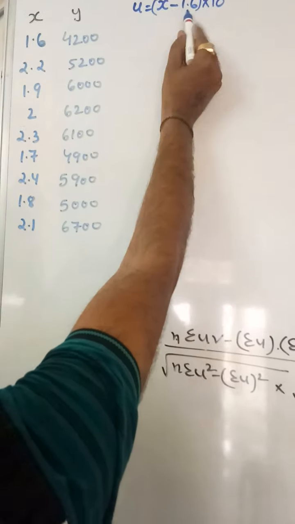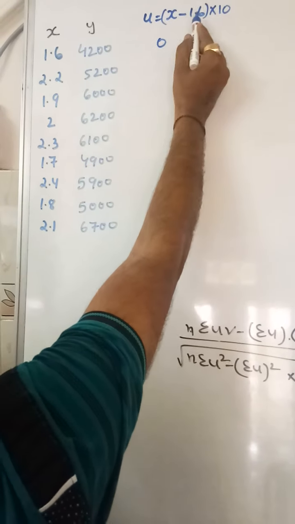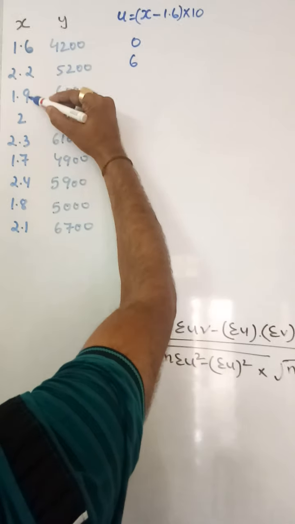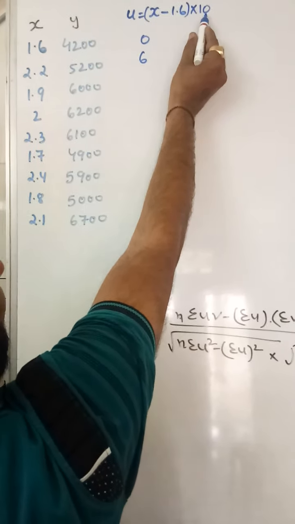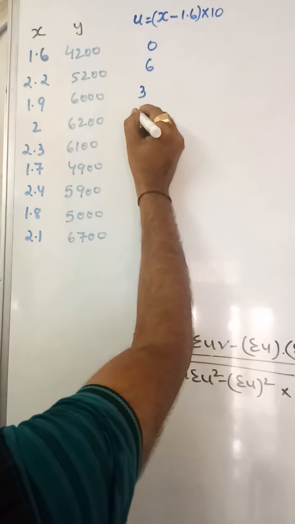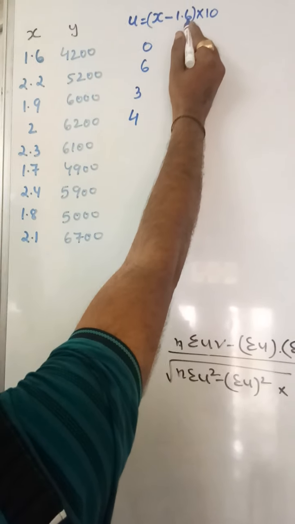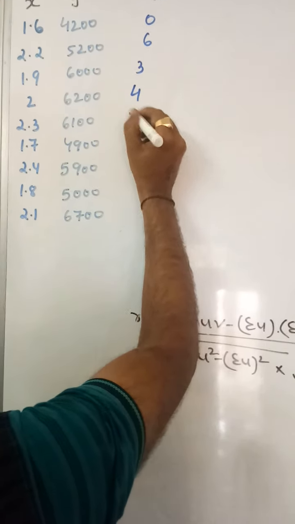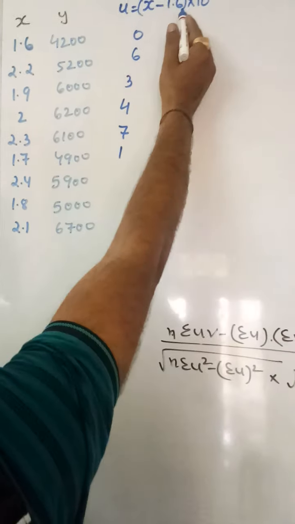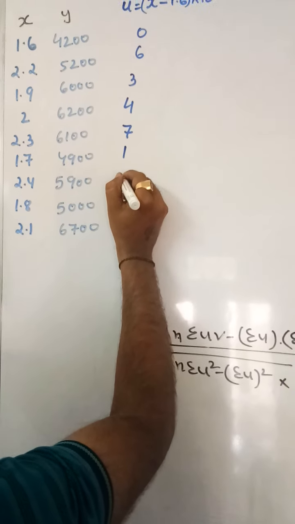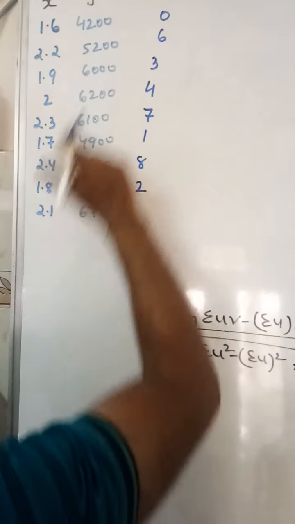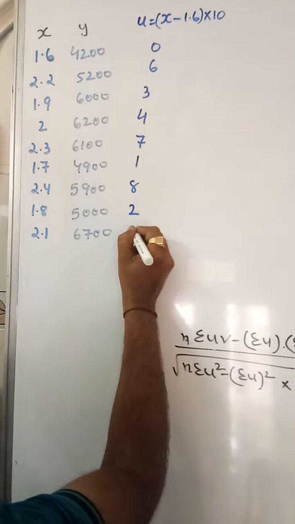Like 1.6 minus 1.6, it's 0. 2.2 minus 1.6 is 0.6, but into 10, it will become 6. 1.9 minus 1.6, 0.3, into 10, 3. 2 minus 1.6, 0.4, into 10, it's 4. 2.3 minus 1.6, 0.7, into 10, 7. 1.7 minus 1.6, 0.1, it becomes 1. 2.4 minus 1.6, 0.8, into 10, 8. 1.8 minus 1.6, 0.2, it will become 2. 2.1 minus 1.6 will be 0.5, becomes 5.